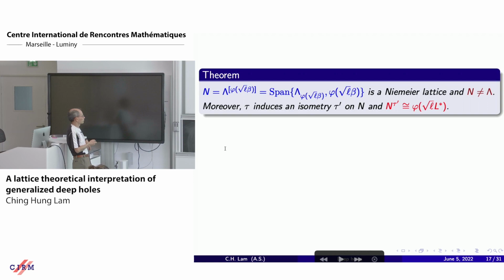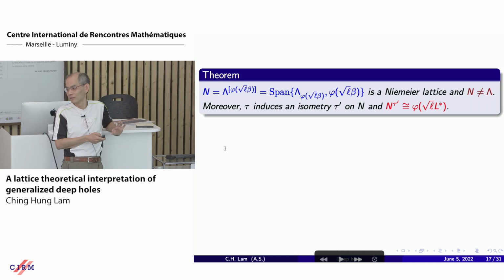The proof is basically because the N tau is the square root of L star, okay? So they have different discriminants, with the discriminant of N tau, gamma tau, and hence they cannot be the same.